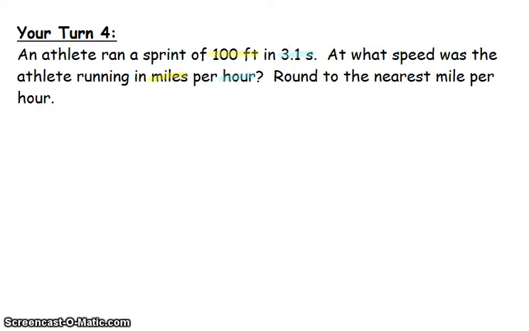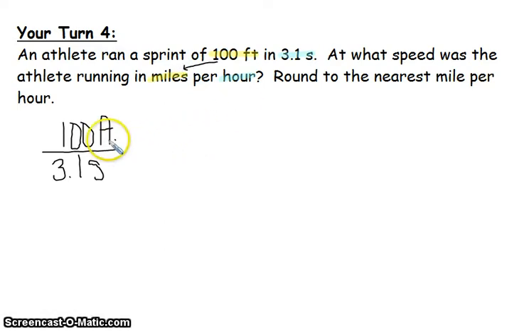So let's write what we know, and what we know is 100 feet in 3.1 seconds. Alright, just pulling out the information that I've highlighted there of what I know. That's how fast he went. Now, we're going to start with, like we did the last one, our feet to our miles. Let's try to do this conversion first.